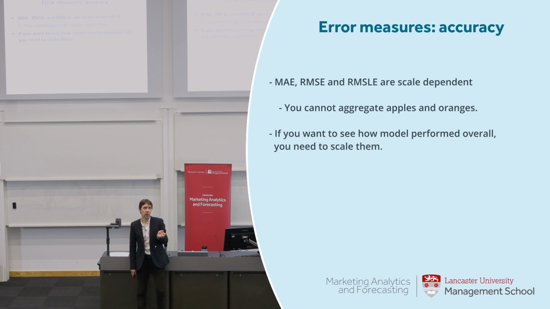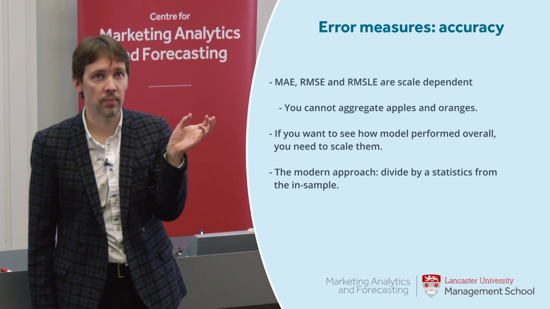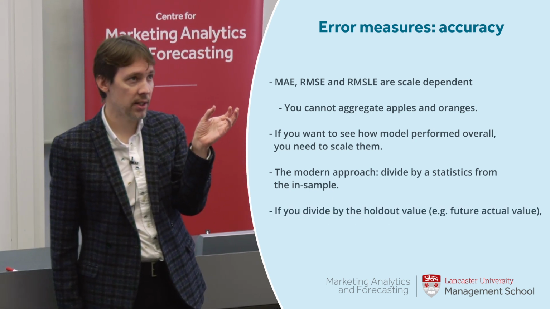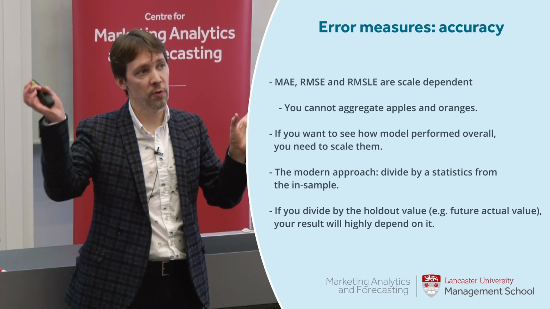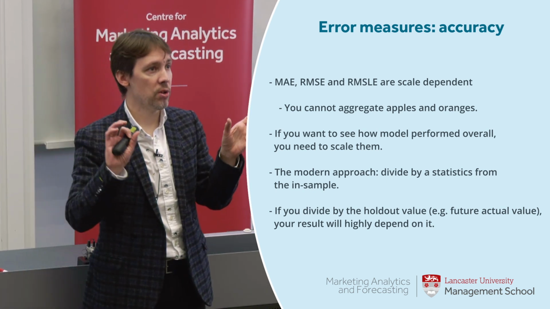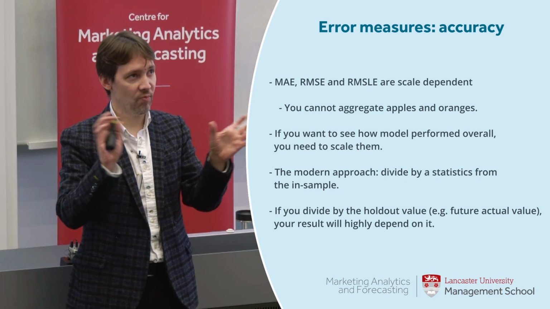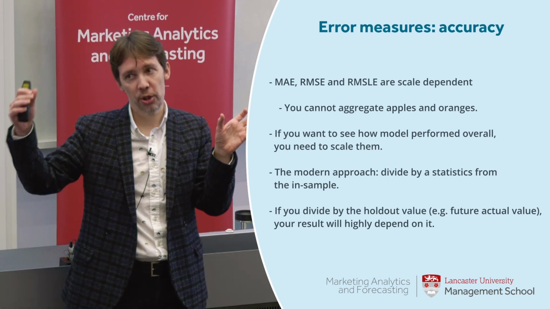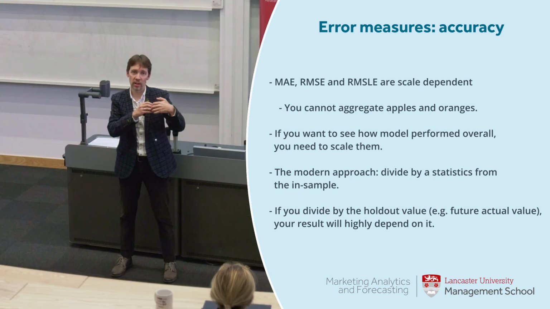If we want to see how a model performs, we need to scale these error measures. And the modern approach is you take that error measure and you divide it by some statistic from the in-sample. It is actually quite important to say that we divide by the in-sample and not the holdout value, so not the future actual value, because in the latter case, your final error measure will highly depend on it. And if your actual value was very high, you will probably deflate your error measure.